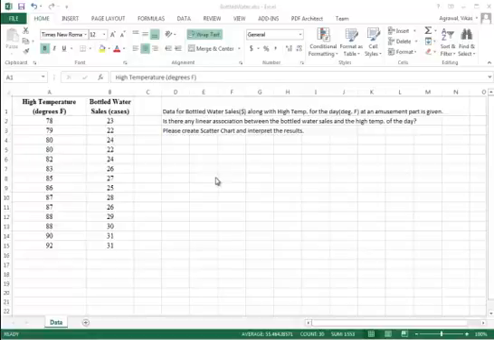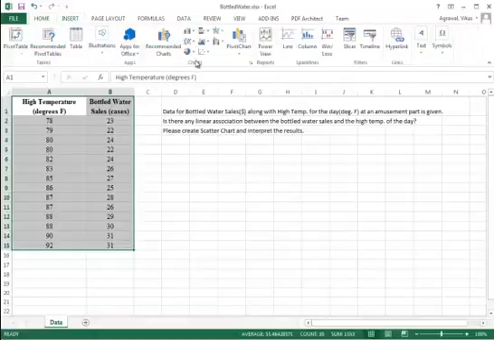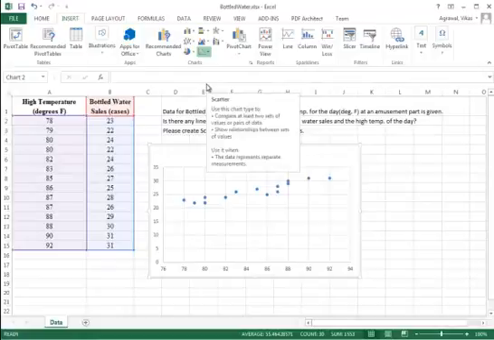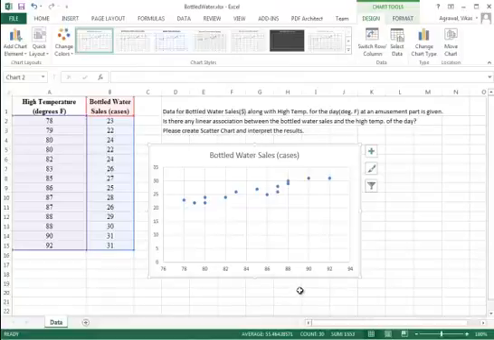So to plot the scatter chart, you simply select the data, go to Insert, drop down this scatter and select the scatter chart here. So this will put the scatter chart here.